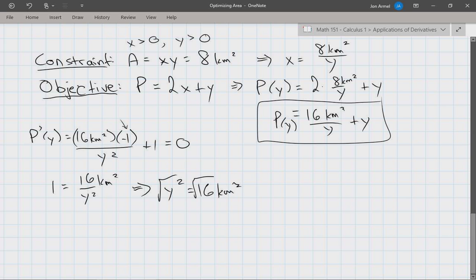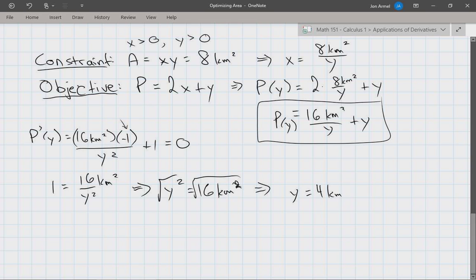Square root both sides. Normally I would put a plus or minus when I take a square root, but because I know y is positive, I can ignore that part. But make sure you note that we are ignoring an important part there. And that tells me that y equals 4 kilometers. Note that the units work out. It was 16 kilometers squared, and when you square root something squared, you just get the thing, right? So it's just kilometers. So y equals 4 kilometers is my critical point.